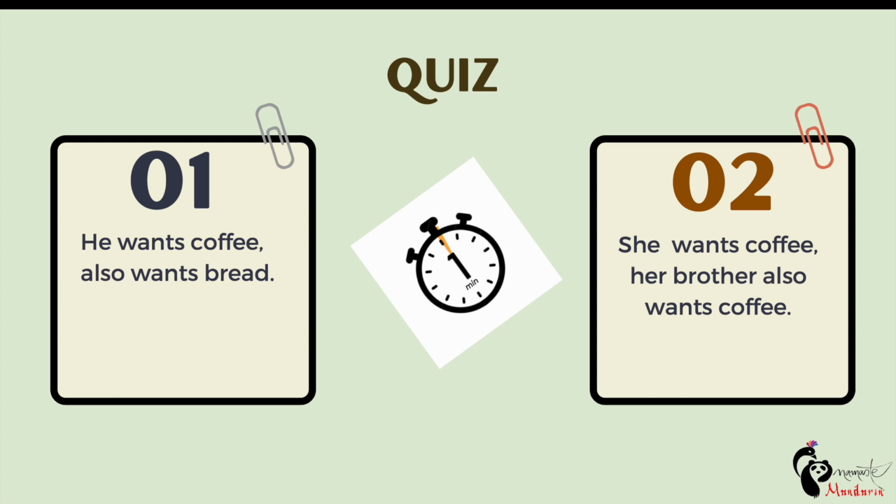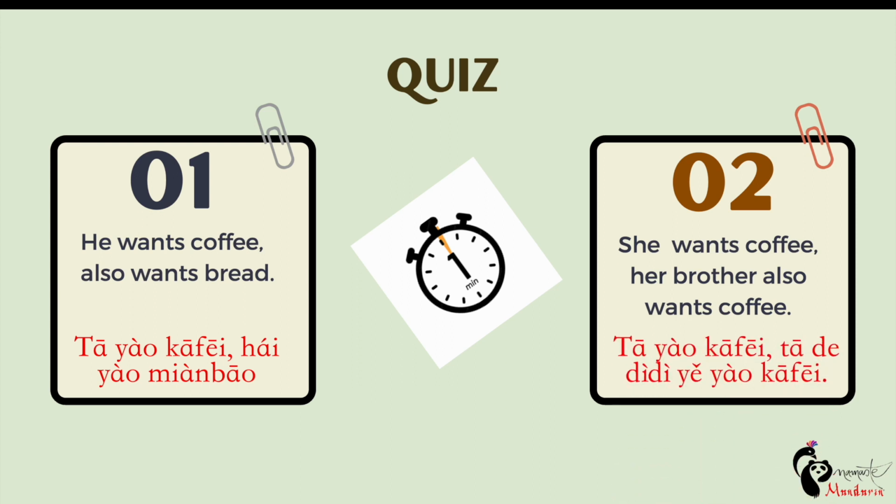Okay, I hope most of you got the correct answer. Now let's see what the correct translation is. 他要咖啡，还要面包。他要咖啡，他的弟弟也要咖啡。As you can see, in the first, same subject but two different things, coffee and bread. In the second, two different subjects but the same thing, that is coffee. If you got your answer correct, it's well and good. But if not, don't worry. Do let me know where you didn't understand, and I will try to explain it further.